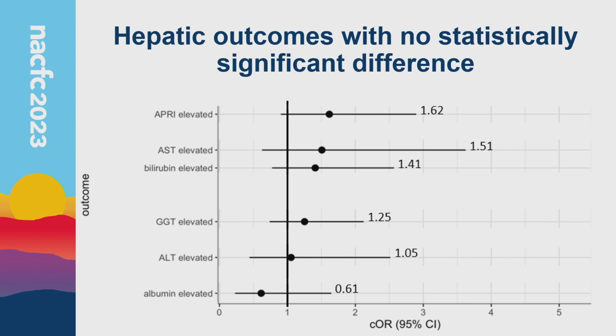And an elevated APRI score, AST, bilirubin, GGT, and ALT are all indicators of increased liver disease. An elevated albumin is inversely associated with liver disease, so it makes sense that albumin would be to the left of this line if Hispanic people with CF have increased liver involvement. So all of these markers indicate that there's potentially more liver involvement in Hispanic people with CF. And this data, though not truly statistically significant, builds the case for us to conduct larger studies since we see trends in this Hispanic cohort of patients.